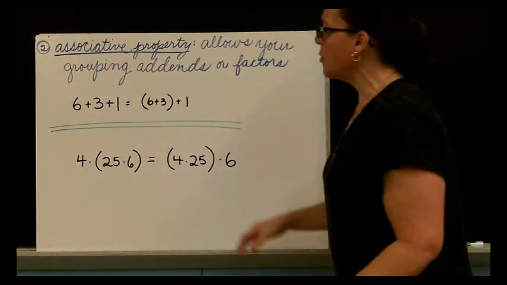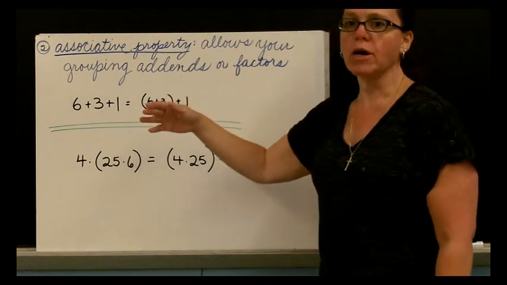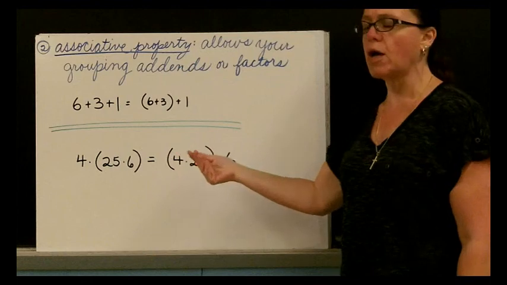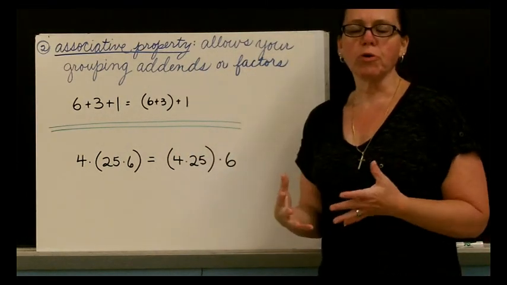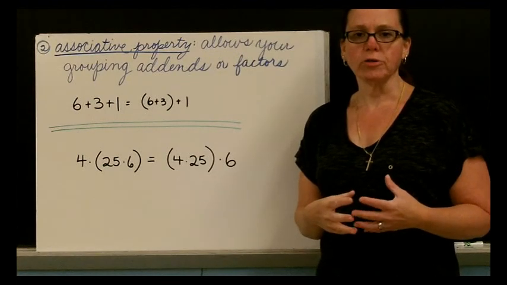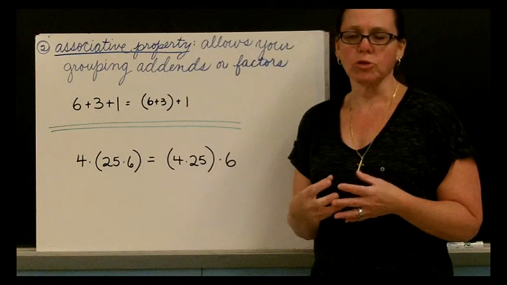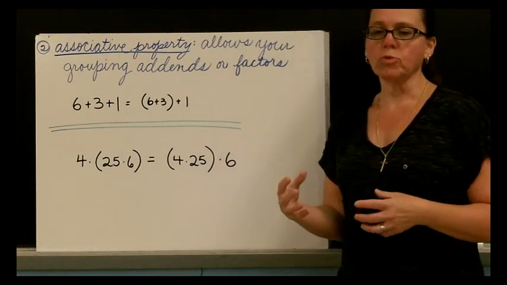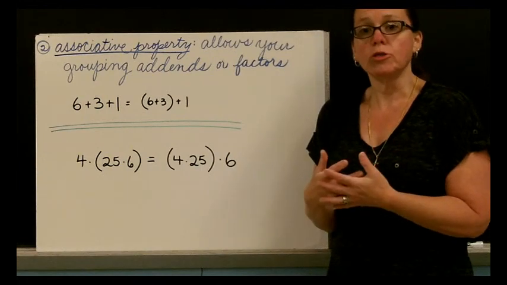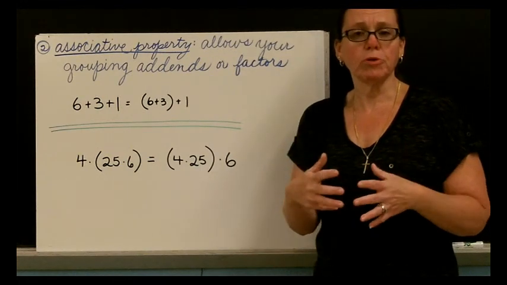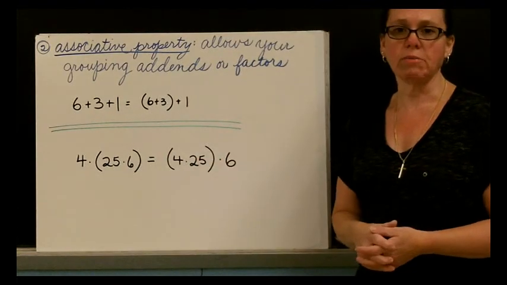Our next vocabulary word is the associative property. This again applies to both adding and multiplying. And what this says is that you can group your addends or group your factors in any way that you want, as long as you are working with the same terms. The way I remember that is when you associate, you have people that are close to you, so you can group them, they're the people in your group. So you can group your numbers in any way and still have the same answer.